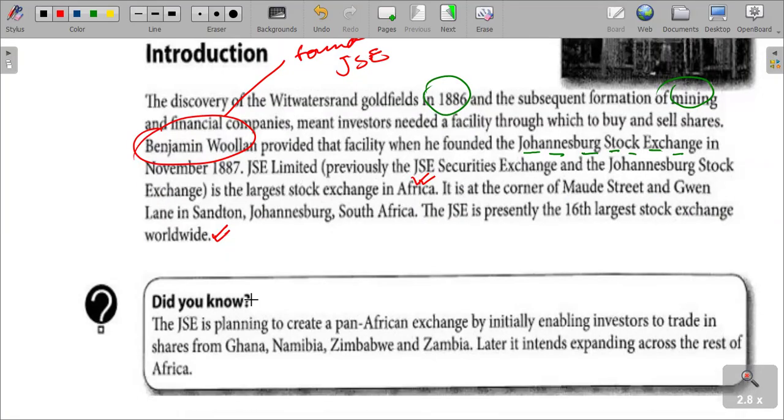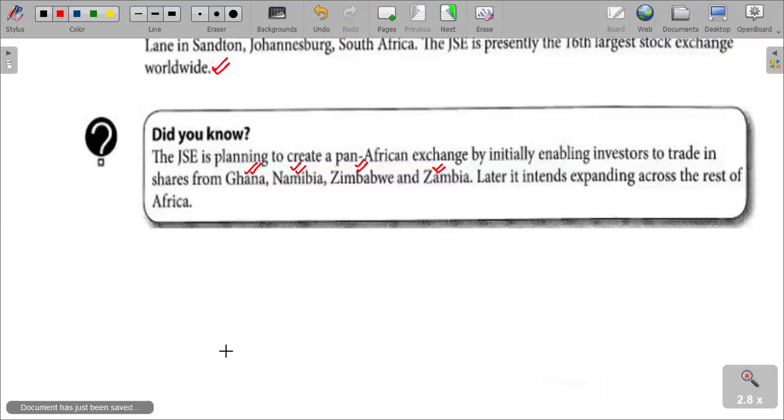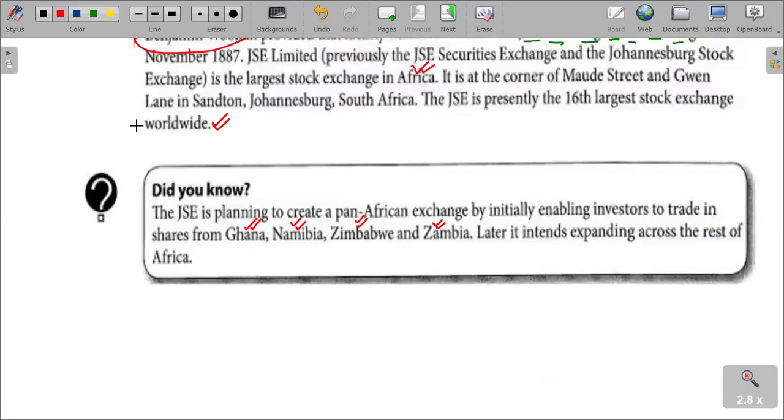One other thing is that the JSE is also planning to extend and create a Pan-African exchange by initially enabling investors to trade in shares from other African countries, such as Ghana, Namibia, Zimbabwe, and Zambia. Later, it can also extend across the rest of Africa, but the primary countries that the JSE, or South Africa, is targeting to establish African relationships with are those four countries I've just mentioned: Ghana, Namibia, Zimbabwe, and Zambia.